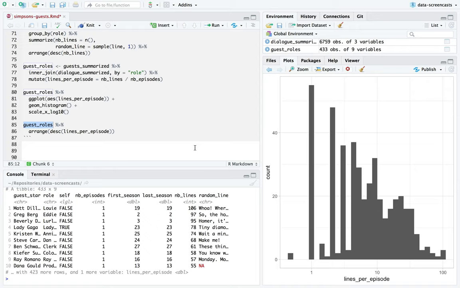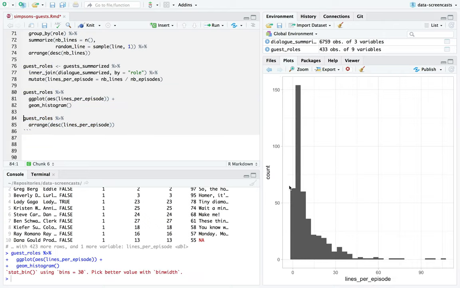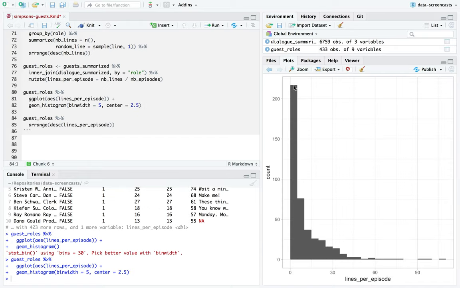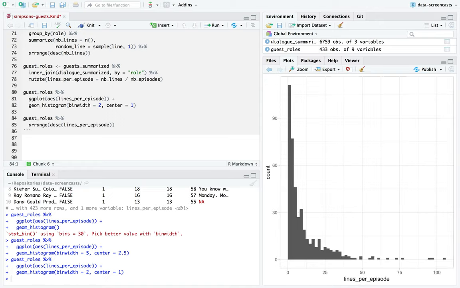Let's take another look at is there a bimodal distribution? Not really, more of a skewed distribution. I'm gonna drop this log scale. It's a little too confusing. Let me set the bin width here explicitly. Bin width, and center equals. I want bins of size 5 that have the edge of 0. What if I want bins of size 2 centered on 1? Yeah, that seems pretty good.